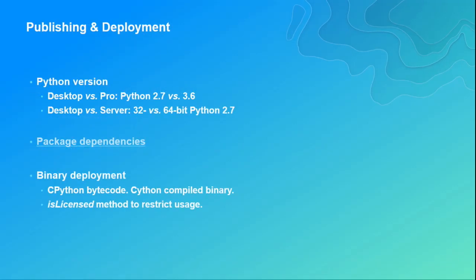Python versions. The only thing you really need to worry about is if you're going between Pro and desktop, it's that 2.7 and 3.6. There aren't a lot of differences, but there are a few things like print statements that you just can't have in there.